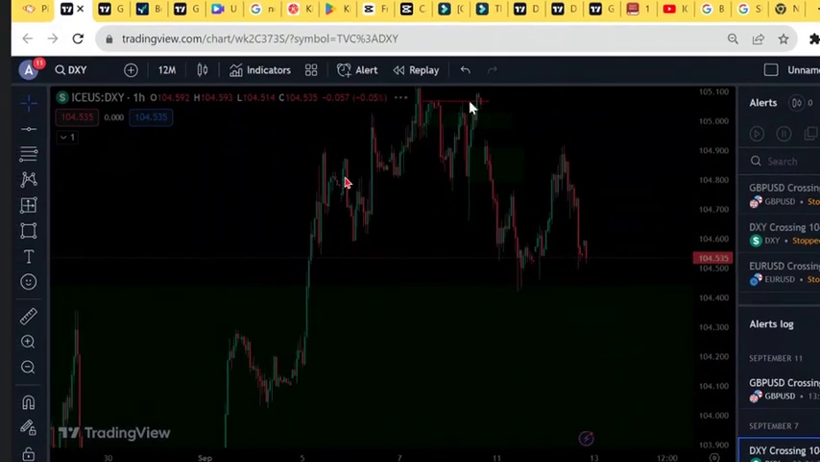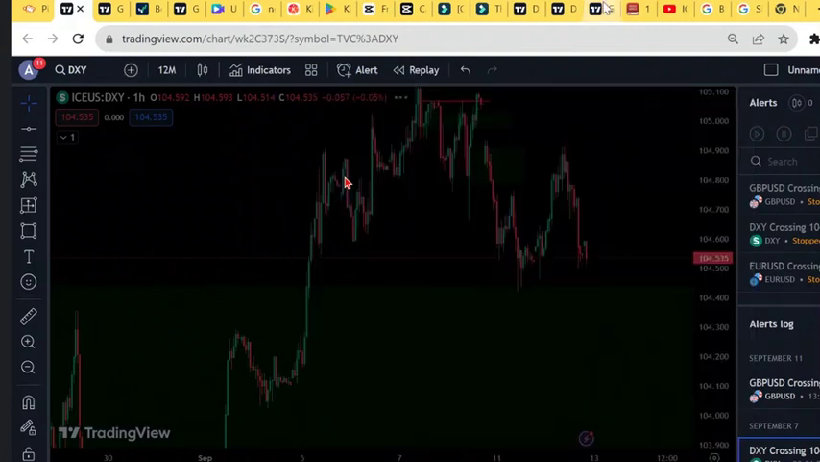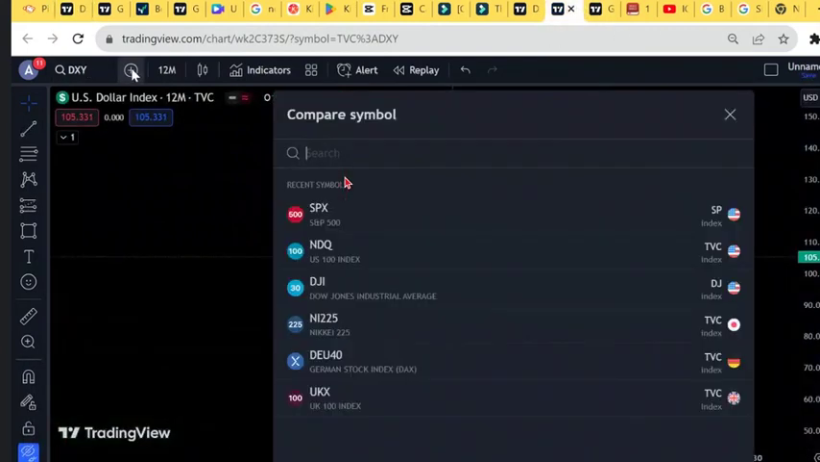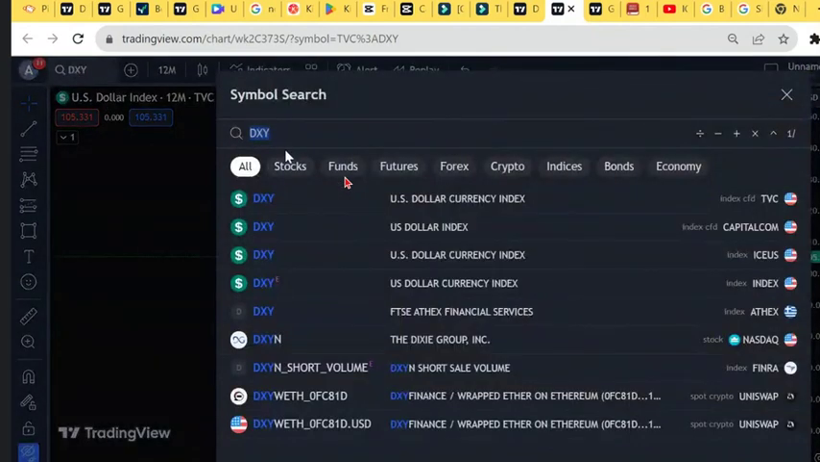Type in GBP USD. I want to make sure we're on the right time frame. Now you put on compare. Just click on DXY. Then type GBP USD where it says DXY. Click on it, then type it. No, exit out of there. Click on there, and then type in GBP USD.